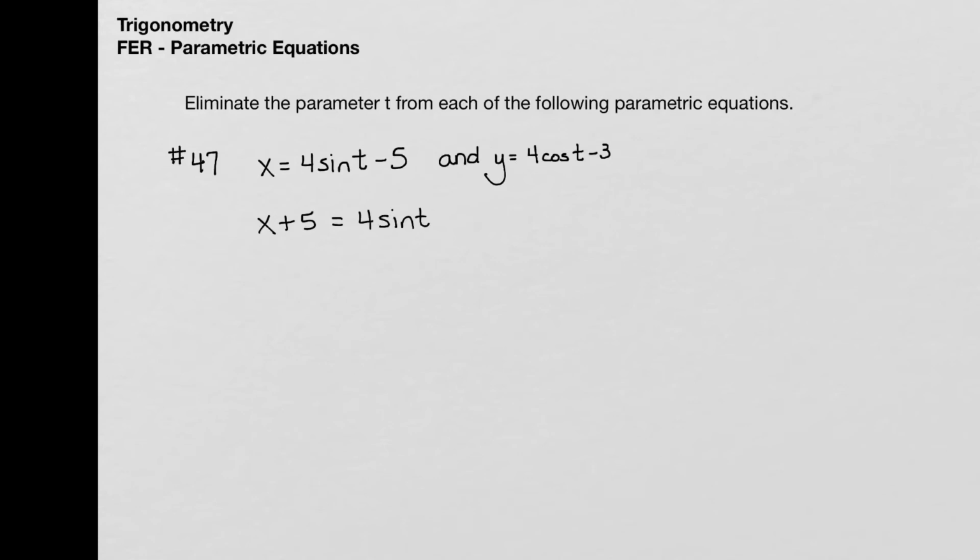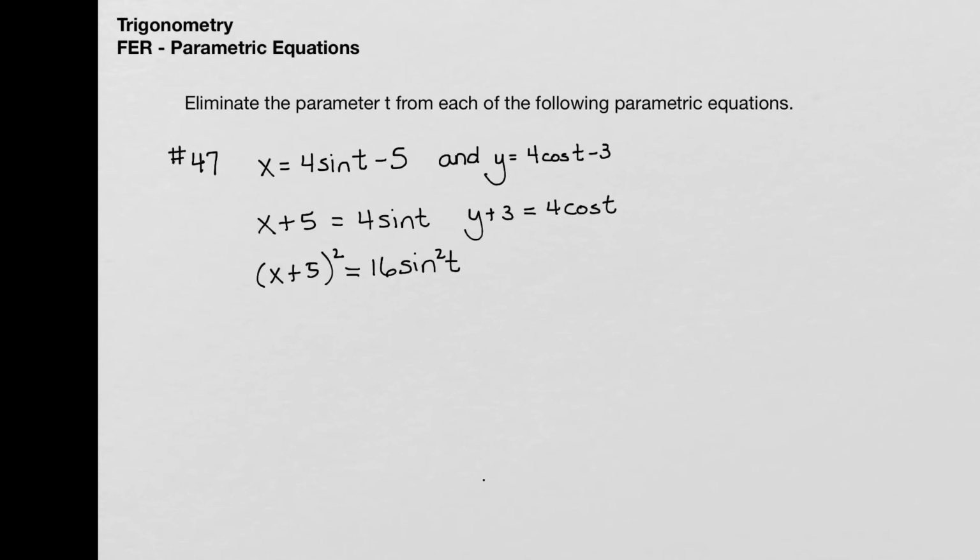And add the 3 across, and I get y plus 3 equals 4 cosine t. Now again, at this point, I can square both sides. I haven't divided by 4. Because I have the same number multiplied by sine and cosine, I'm going to leave that alone, and you'll see how this is going to work out in the end. So squaring both sides gives me x plus 5 quantity squared equals, squaring the other side gives me 16 sine squared t.